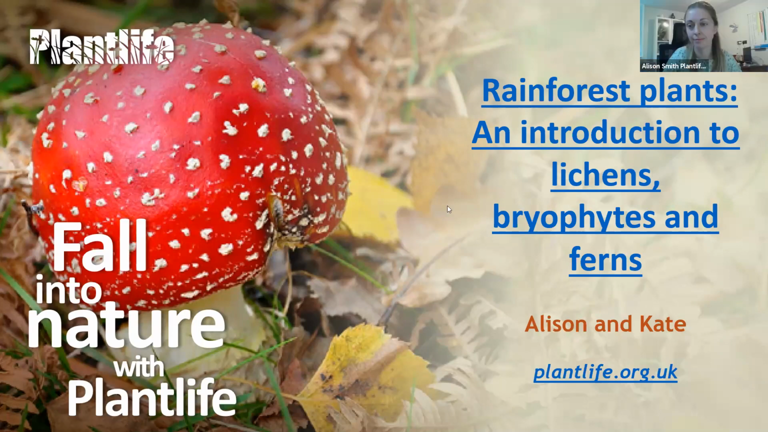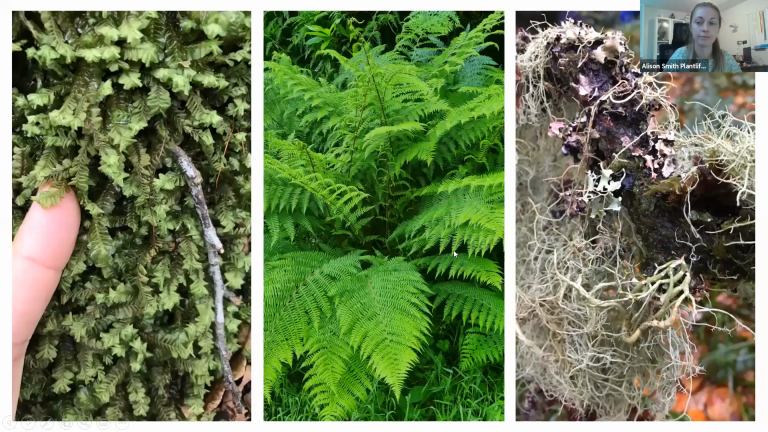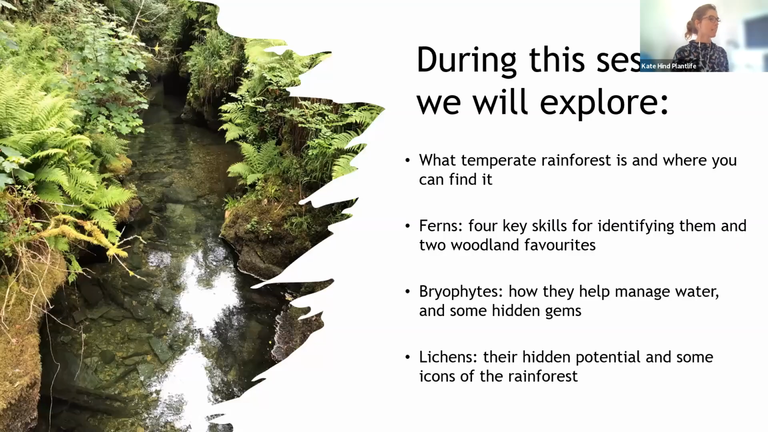To start, I've put this fantastic slide together with some beautiful pictures. On the left is a stunning bryophyte. In the middle is this really vibrant fern. And on the right is this intricate lichen. These are some of the species that we're going to be talking about today and where they grow in the UK. During this session, we're going to talk about what temperate rainforest is and where you can find it. And then we're going to delve into ferns, bryophytes, and lichens.